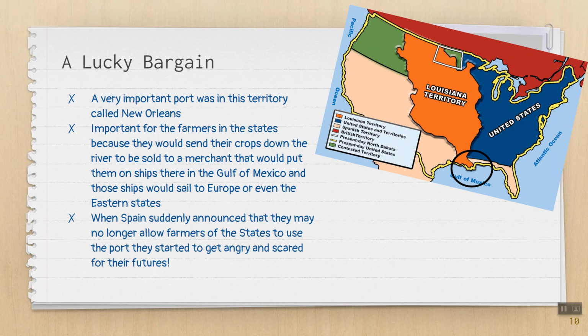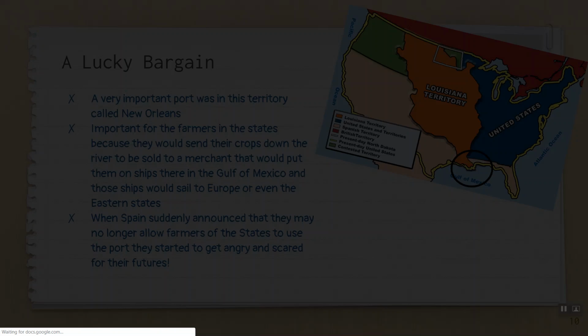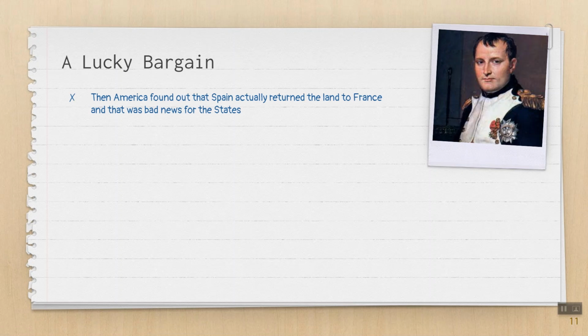But then Spain suddenly announced that they may no longer allow the farmers of the states to use that port. And farmers started to get angry and scared for their futures. And then America found out that Spain actually returned that land to France, and that was bad news for the states. Because the French emperor at the time, Napoleon, was trying to build a new empire in America, and that could mean war. If he had that land, he could bring his troops over, and there could have been war.